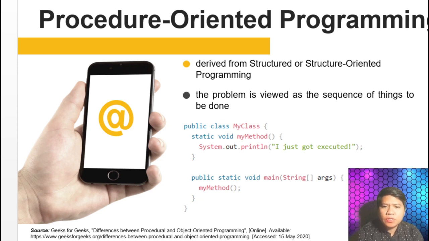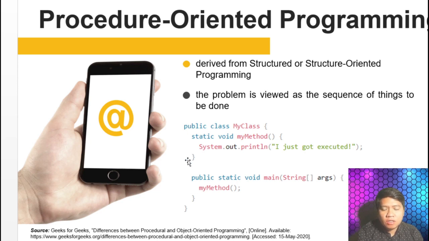So in procedure-oriented programming, the problem is viewed as a sequence of things to be done, such as, for example, reading, calculating, printing. Examples are COBOL, Fortran, and C. These are examples of procedure-oriented programming. The primary focus of procedure-oriented programming is on functions. Just like what you see in the slide, okay?